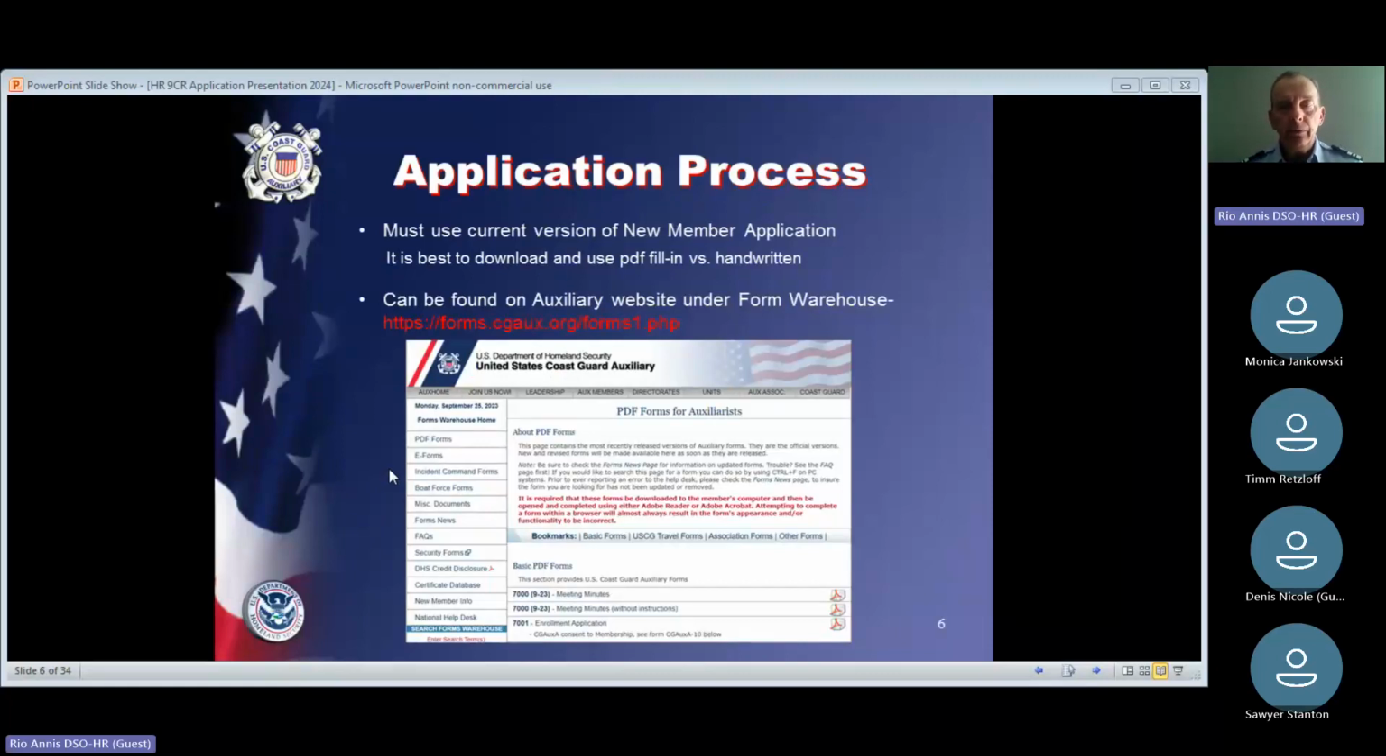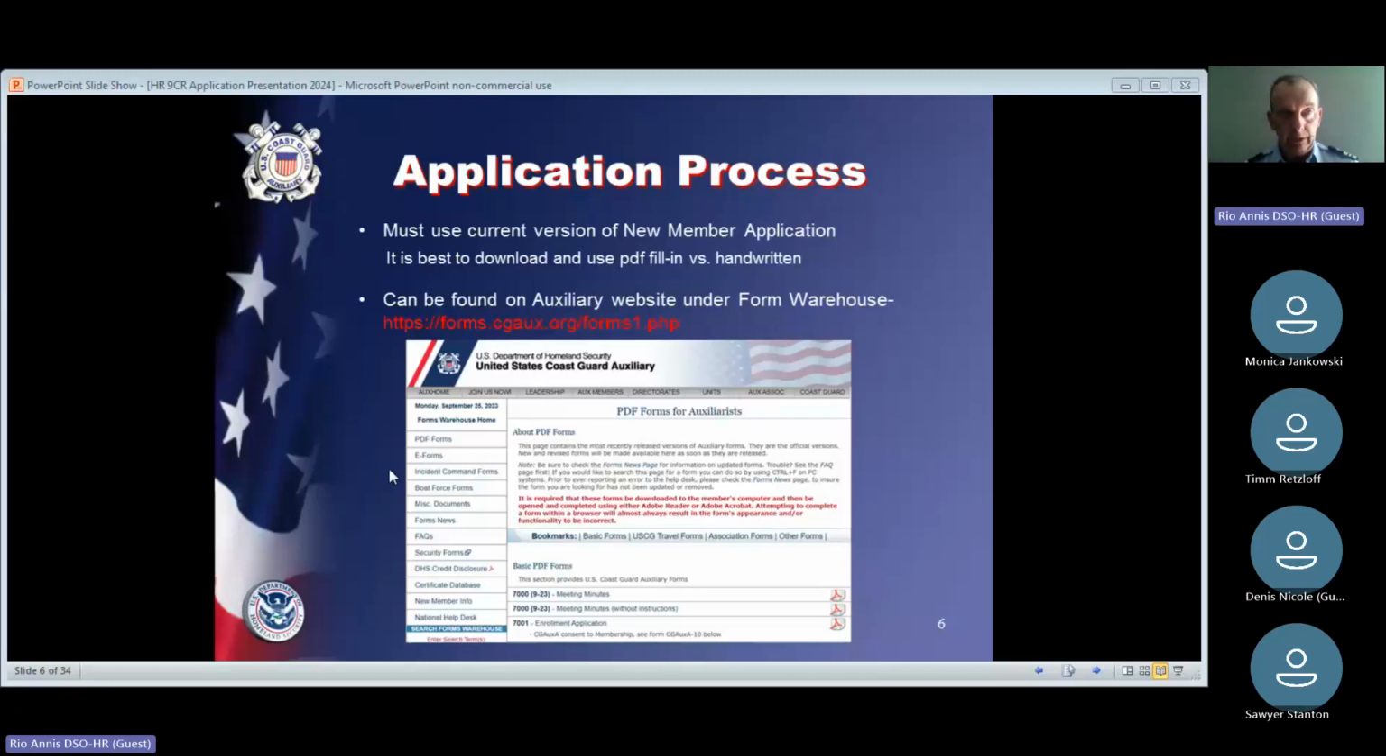When getting an application for the new member, we want to make sure that we have the most current version. The only place to get that is the forms warehouse, and you'll see it's on the list as the 7001. It's like the third one down there. This is always going to be the most current version.